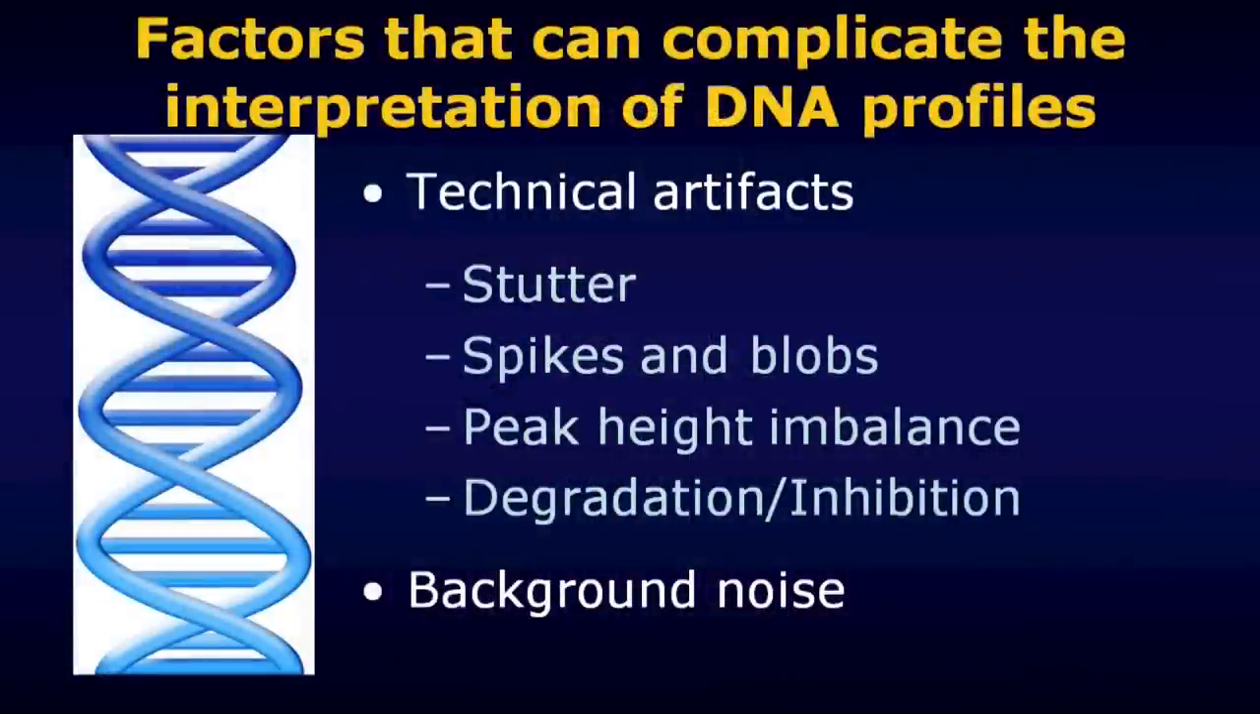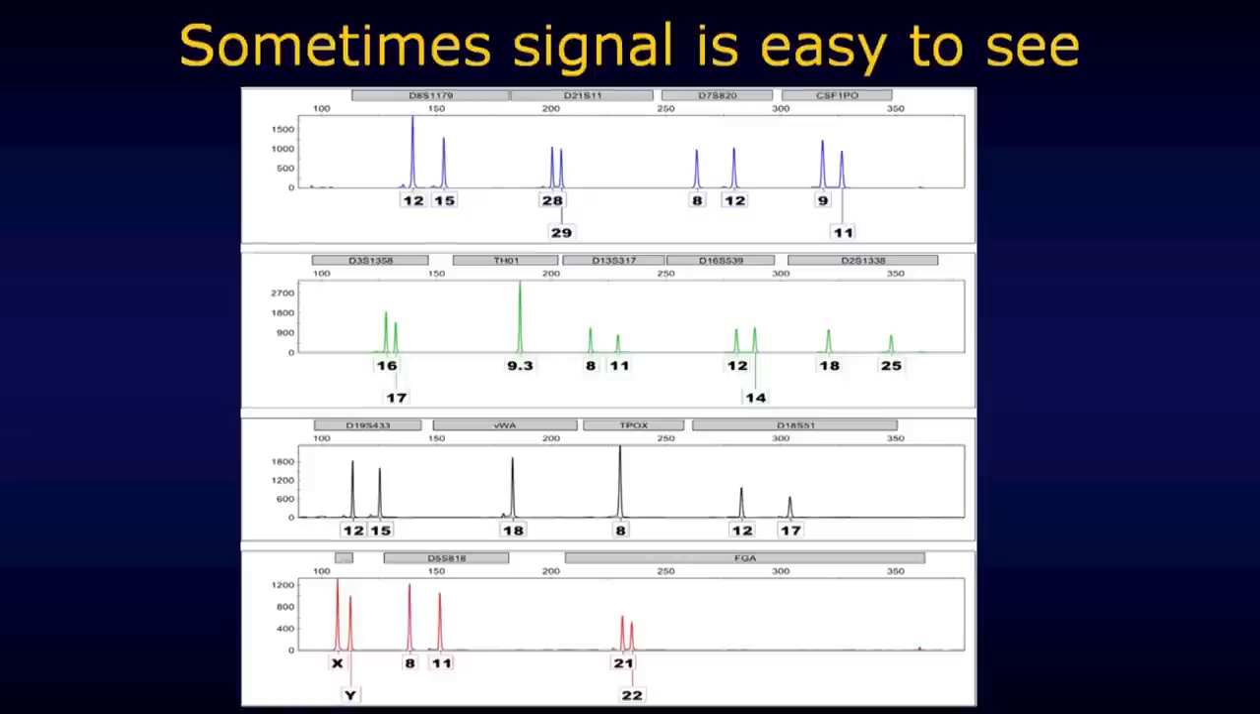All right, so those are technical artifacts that can complicate the interpretation of DNA testing results. Let's move to the last topic among these factors that can be a problem with interpreting test results, and that is this business of background noise. Just as with peak balance, perhaps the best way to start is by showing you an electropherogram where we're not concerned about background noise. The issue here with noise is very simple. When interpreting electropherograms, we need to be able to distinguish reliably between what is signal and what is noise. That's the crux of the problem.